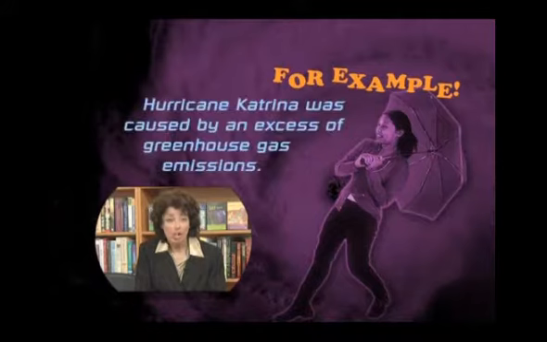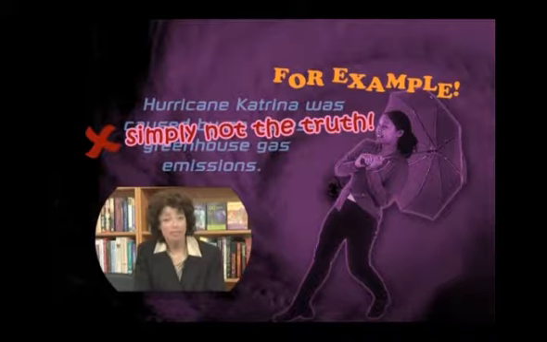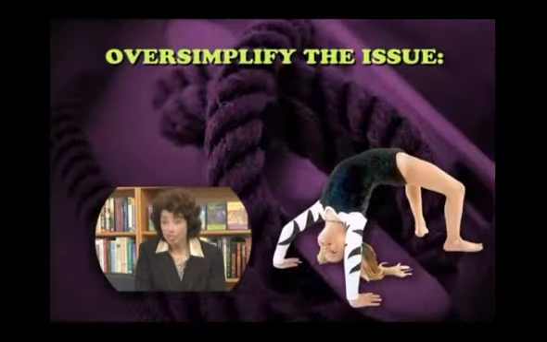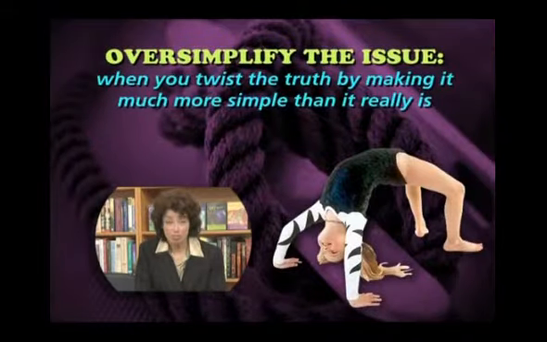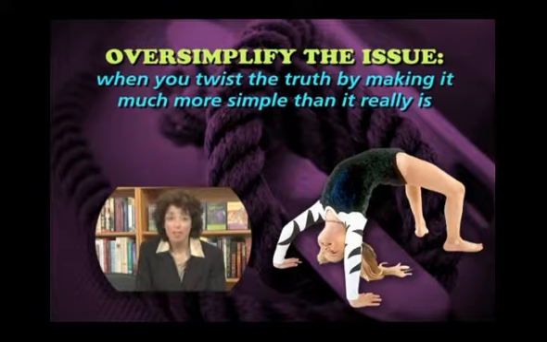For example, Hurricane Katrina was caused by an excess of greenhouse gas emissions. That simply is not the truth. Hurricane Katrina was not caused by greenhouse gas emissions. That would be an example of a misrepresentation. You can also oversimplify the issue. That's when you twist the truth by making it much more simple than it really is. Many complex issues are complex because they have multiple causes and effects. And if you reduce it too far, you've oversimplified it and you're no longer telling the truth.